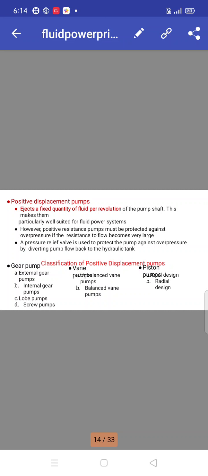Then the classification of positive displacement pumps. In gear pumps: external gear pumps, internal gear pumps, lobe pumps, screw pumps. In vane pumps: unbalanced vane pumps, then balanced vane pumps. In piston pumps: radial design.